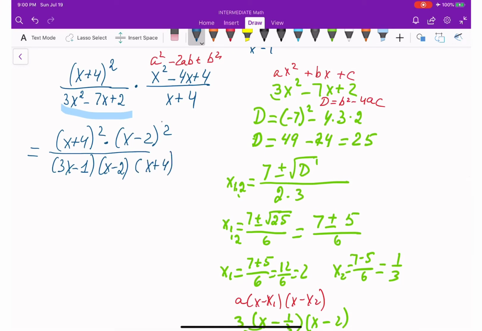What do we have? This square is gone with x minus 2. This square is gone with x plus 4. If you wonder why it is gone, because x plus 4 is degree 1, 2 minus 1 will be 1. So this x plus 4 on the top will survive, but the bottom is gone. The same thing with x minus 2. And the result is (x plus 4)(x minus 2) over (3x minus 1). Okay? Next one.